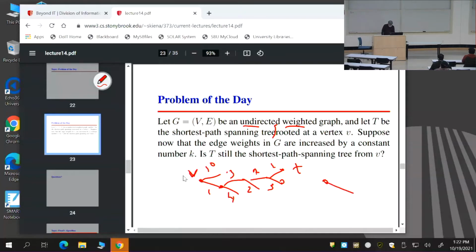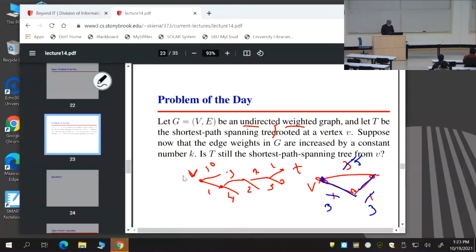Okay, so let's look at your example here. You're saying 1, 1, 3, and you're going to start from vertex V. You are telling me the shortest path spanning tree from V to every other node is going to be this. Right? And you're telling me, what if I increase each weight by 2? This is now going to become 5, 3, and 3. What is the shortest path spanning tree of the graph now, after we have done that?